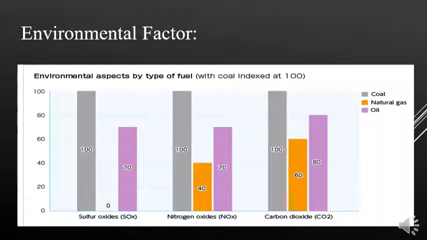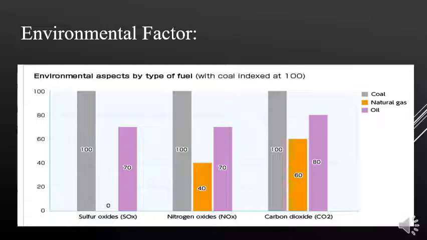In terms of environmental aspects, basically three environmental aspects we are going to study: the sulfur oxides, nitrogen oxides, and carbon dioxide which are released from fossil fuels. The fossil fuels are the three: coal, natural gas, and oil. Basically, 100% sulfur oxides are released from coal, zero sulfur oxides are released from natural gas, and 70% sulfur dioxides are released from oil.